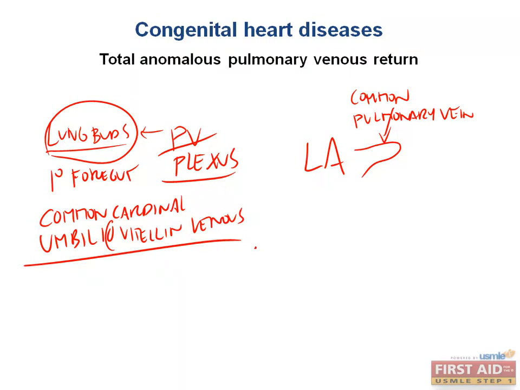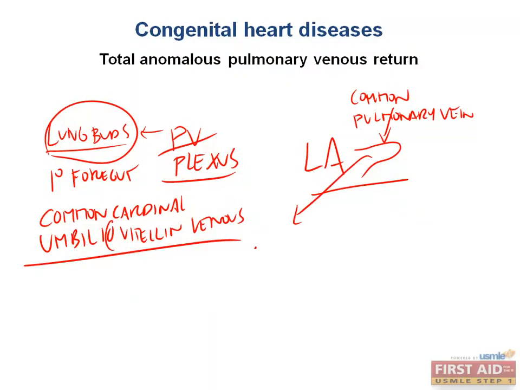Now, why is this important? So essentially, the left atrium says, hey, grab my hand, we're supposed to connect, and the lung bud with its developing pulmonary venous plexus misses. So there's no connection between the pulmonary venous plexus and the common pulmonary vein that is going to be draining into the left atrium.